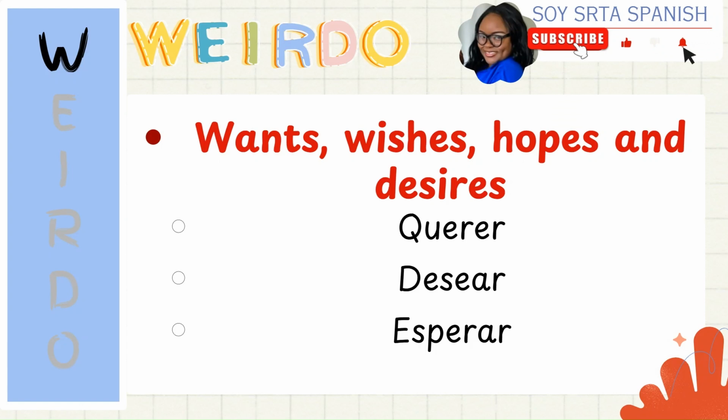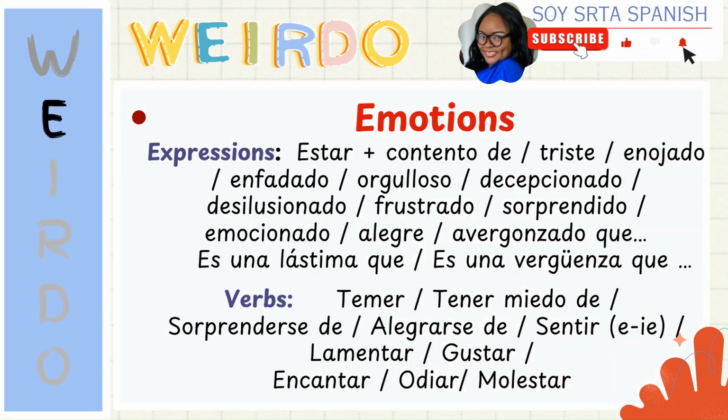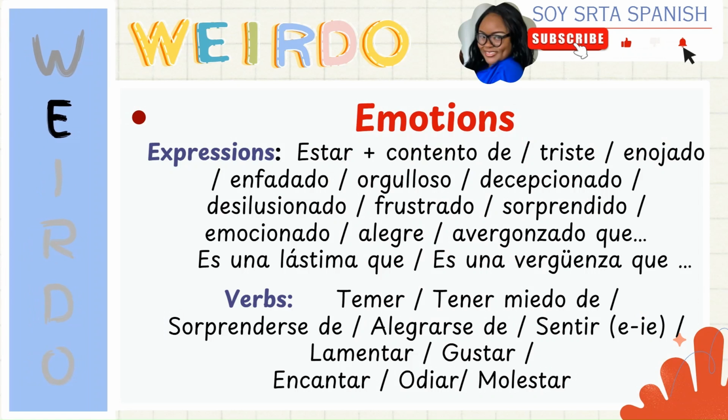So the W stands for wants, wishes, hopes, and desires. In that, somebody is wanting or wishing or hoping or desiring that someone else does a particular thing. And for this function, let's remember and take away these three major verbs: querer, desear, esperar. Do we remember what they mean? Querer is to want, desear is to desire, and esperar is to hope. Muy bien. Now let's go on to E. The E stands for emotions, and that's right.